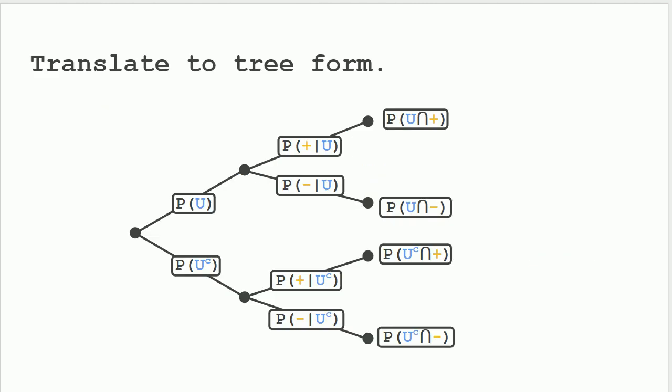So let's translate this to tree form. Okay, so we have probability that someone is a user or someone is not a user. And then if, for example, we go along this branch, then we'll say, okay, so given that someone is a user, what's the probability that the test is positive versus the test is negative? All right, so that's what this tree means. Let's fill in the numbers. So we know that 0.5% of all people are users. That's what this is here.